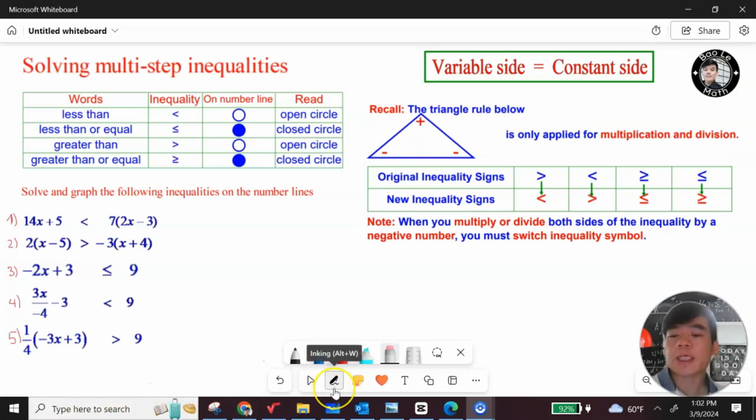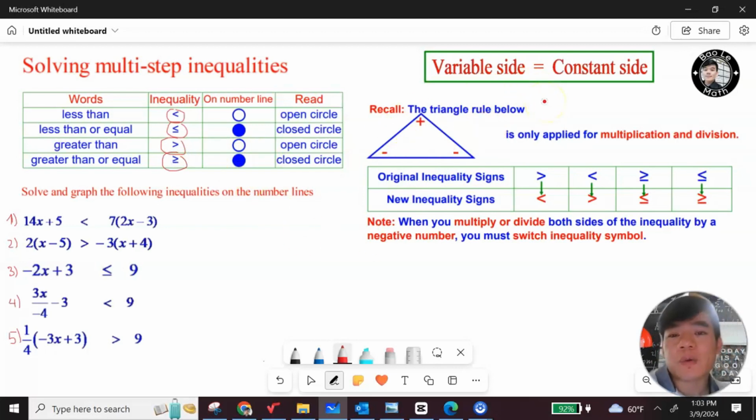Hello everyone. In this video, we're going to learn how to solve multi-step inequalities. Let's take a look at the basic concept. The words less than, on the number line, you need to use an open circle. Less than or equal to, closed circle. Greater than, open circle. Greater than or equal to, closed circle. Keep that in mind.